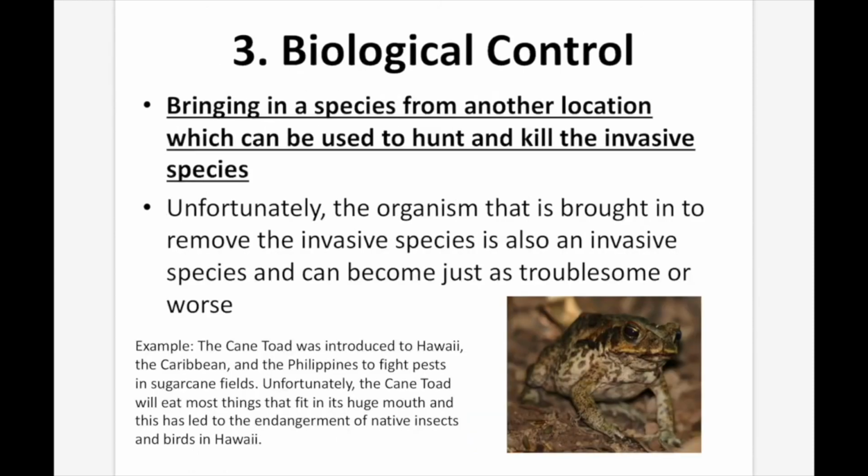Number three, biological control. Probably the least effective, because unfortunately if you bring in a species to control the invasive species, you're also bringing in a new invasive species, like we saw with this small Asian mongoose. So biological control is bringing in a species from another location which can be used to hunt and kill the invasive species. Unfortunately, the organism that is brought in to remove the invasive species is also an invasive species and can become just as troublesome or worse. So for example, the cane toad was introduced to Hawaii, the Caribbean, and the Philippines to fight pests in sugarcane fields. Unfortunately, the cane toad will eat most things that fit into its huge mouth, and this has led to the endangerment of native insects and birds in Hawaii.